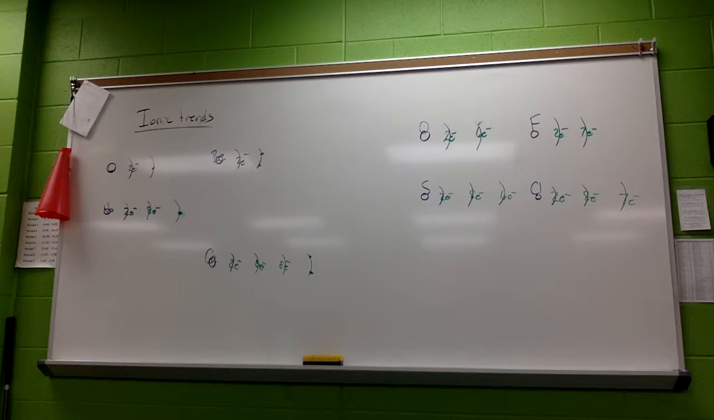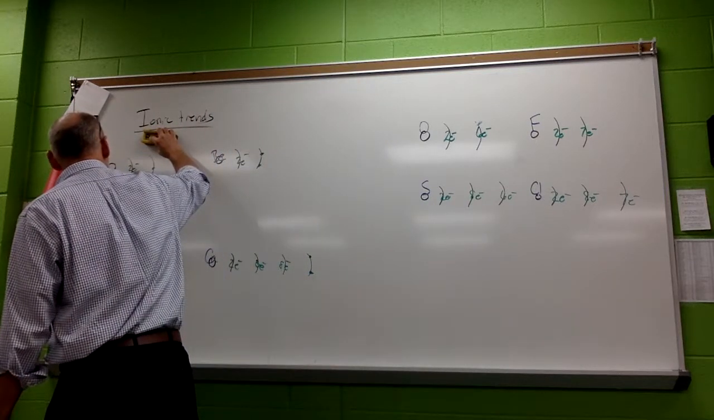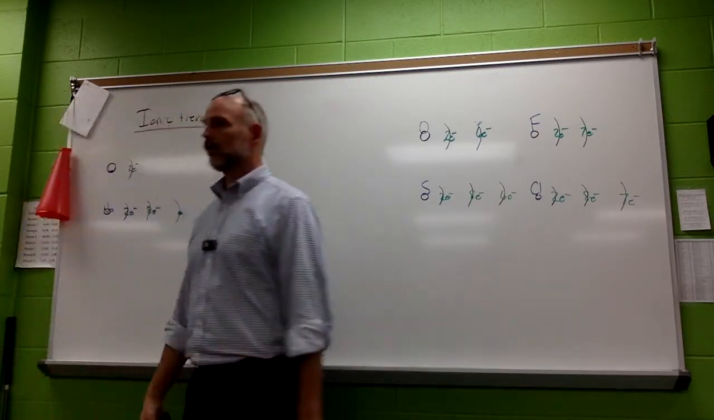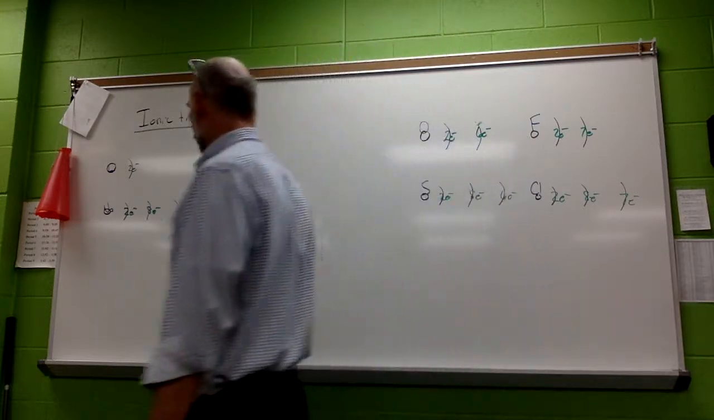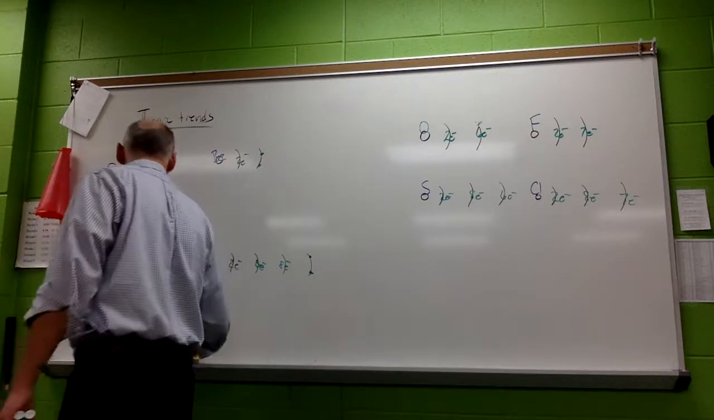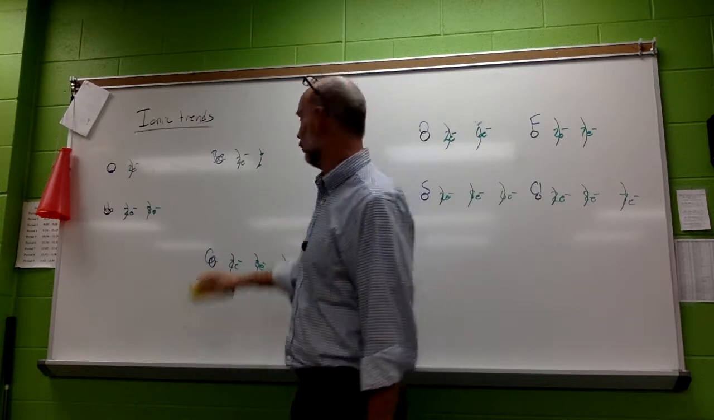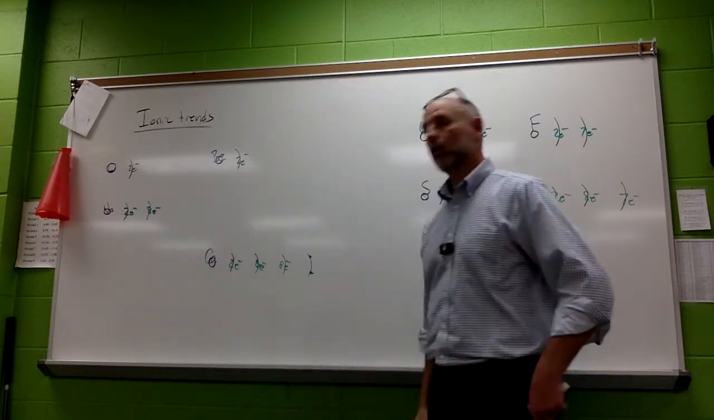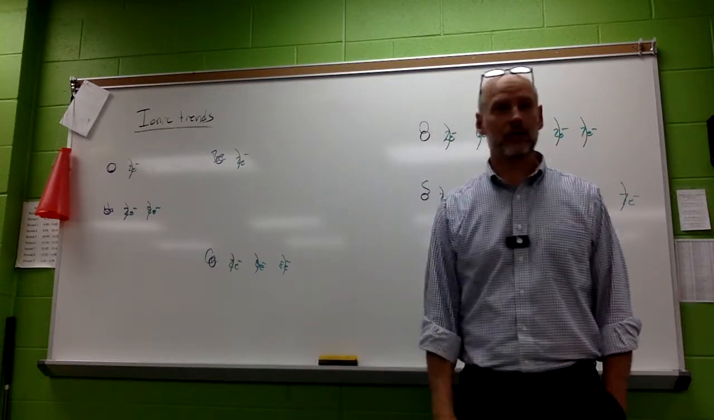Okay, so now, what is lithium going to do when it forms an ion? It's a metal, so it's going to lose 1 valence electron. What is sodium going to do when it forms an ion? Lose 1 valence electron. What is beryllium going to do? Lose its 2 valence electrons, whereas calcium is going to lose its 2 valence electrons.